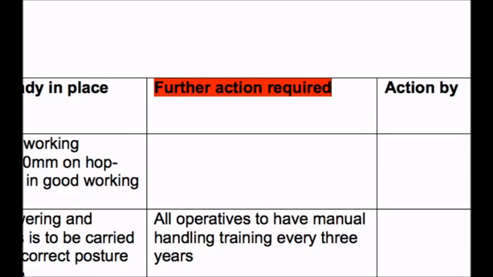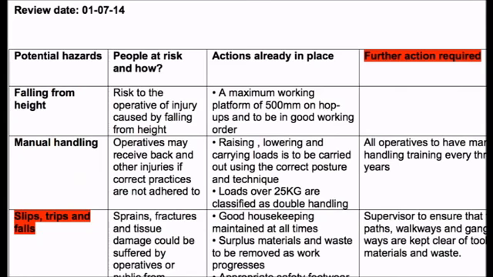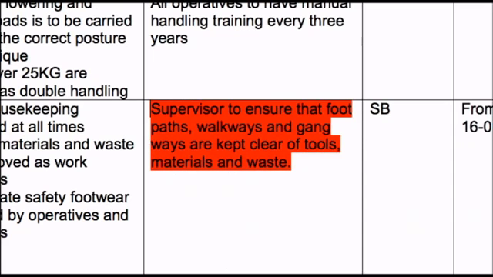The next column is for additional control measures, or actions that should be implemented to further reduce risk. If we move down the page to the fourth row, we're now looking at the hazards of slips, trips and falls. Under the further action required column, we can see that the supervisor is to enforce one of the control measures from the previous column. This simply means that as the supervisor is walking round, he has to remind operatives to keep walkways clear and not to leave waste or materials on site.